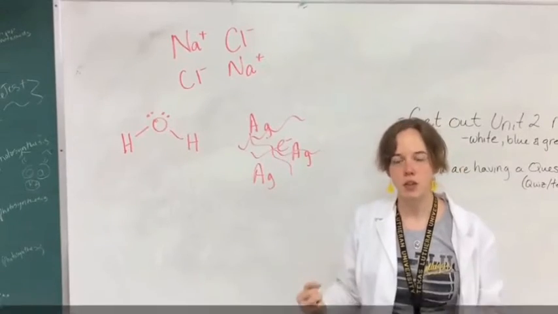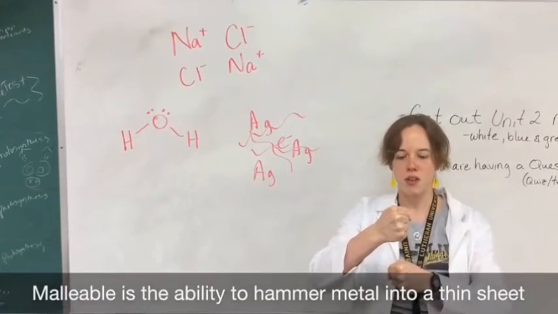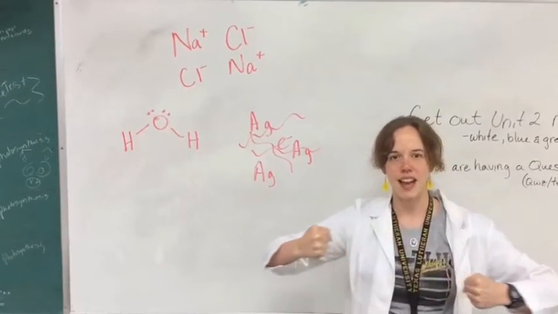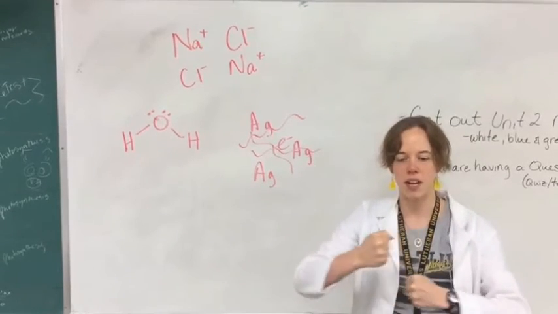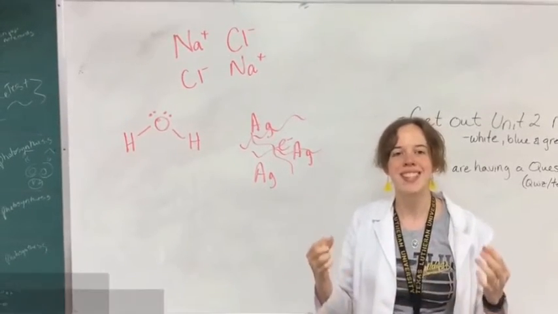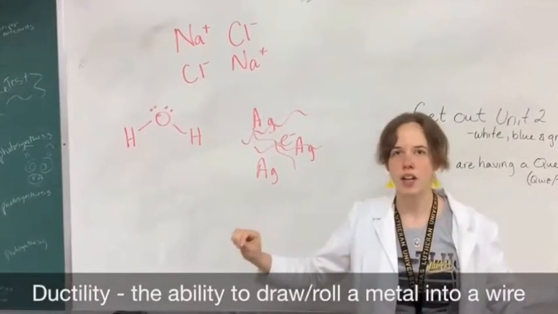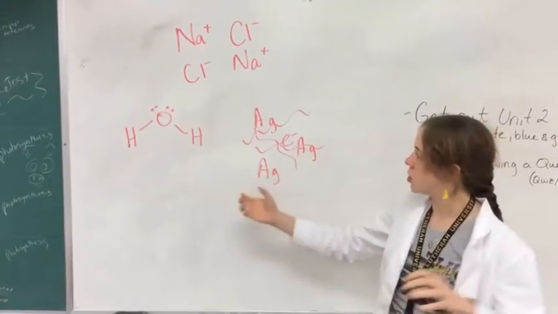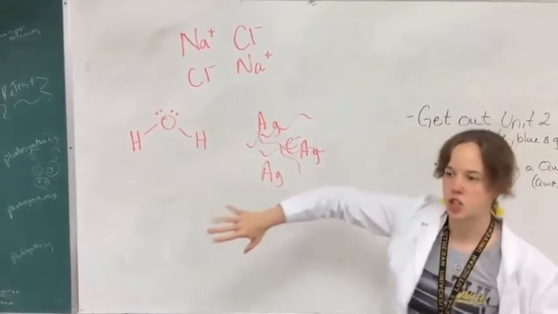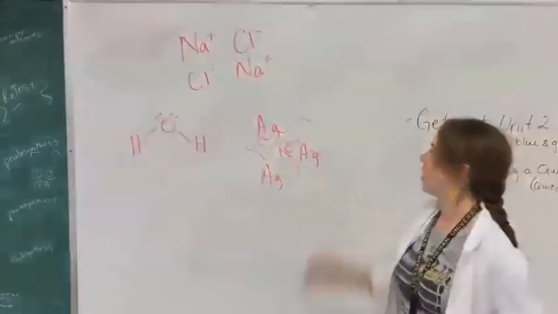Because of that, metals are malleable. If you take two atoms, there's not really a fixed bond. They'll just slide past each other. So if I smash it with a hammer, I can just smash it out flat. Same thing with ductility. I can draw it into a wire. They'll conduct electricity because you put electrical current through this and it just shoves all your electrons along.